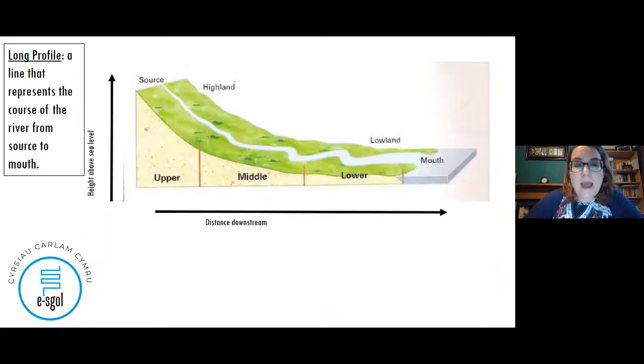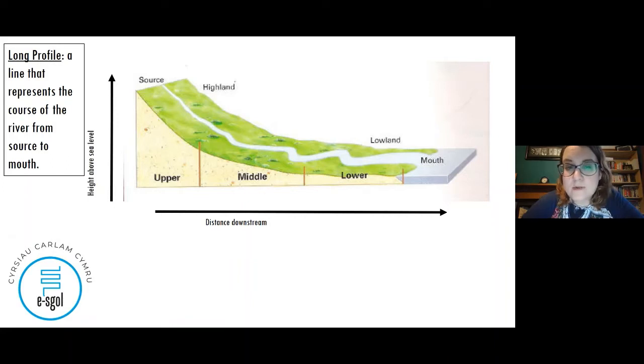We're going to be looking at how a river changes from the source to the mouth, and we're going to be looking at how the upper, middle, and lower courses of the river change. And we're going to start by looking at our long profile. Now, our long profile is a line that represents the course of the river from the source to the mouth. And our long profile is split into 3 sections. We have the upper, the middle, and the lower course of the river.